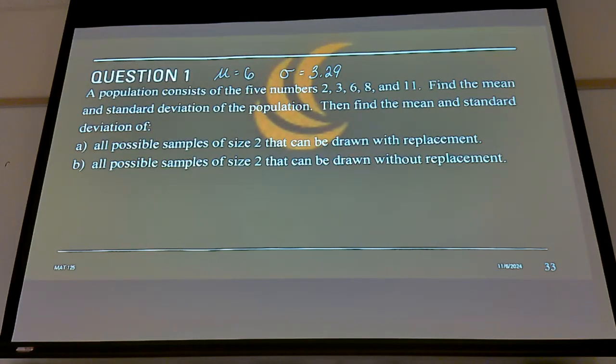Finding the mean: you pick your sample of size 2 and find the mean. You're going to do that for every possible sample of size 2. And then you want to find the mean of those means.